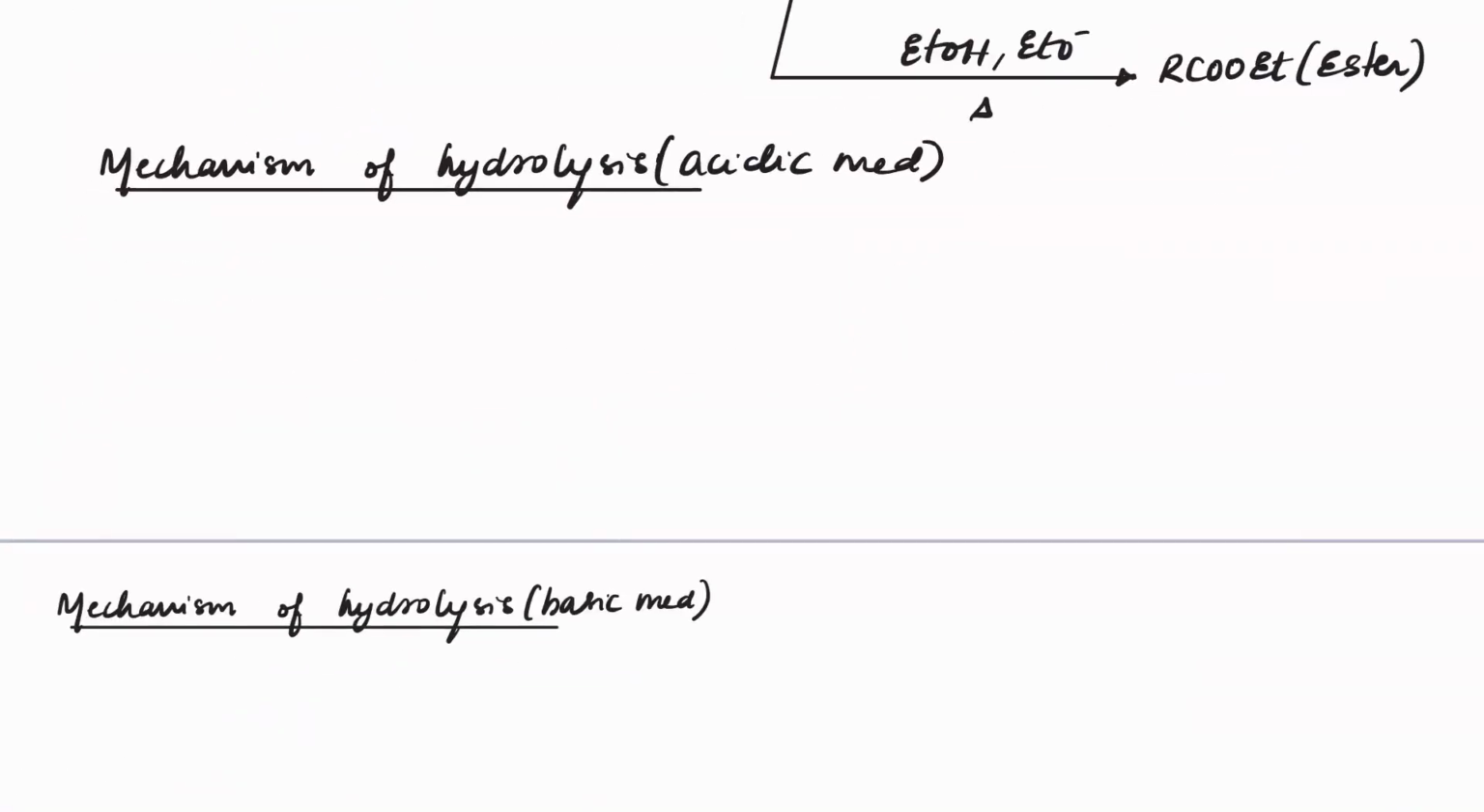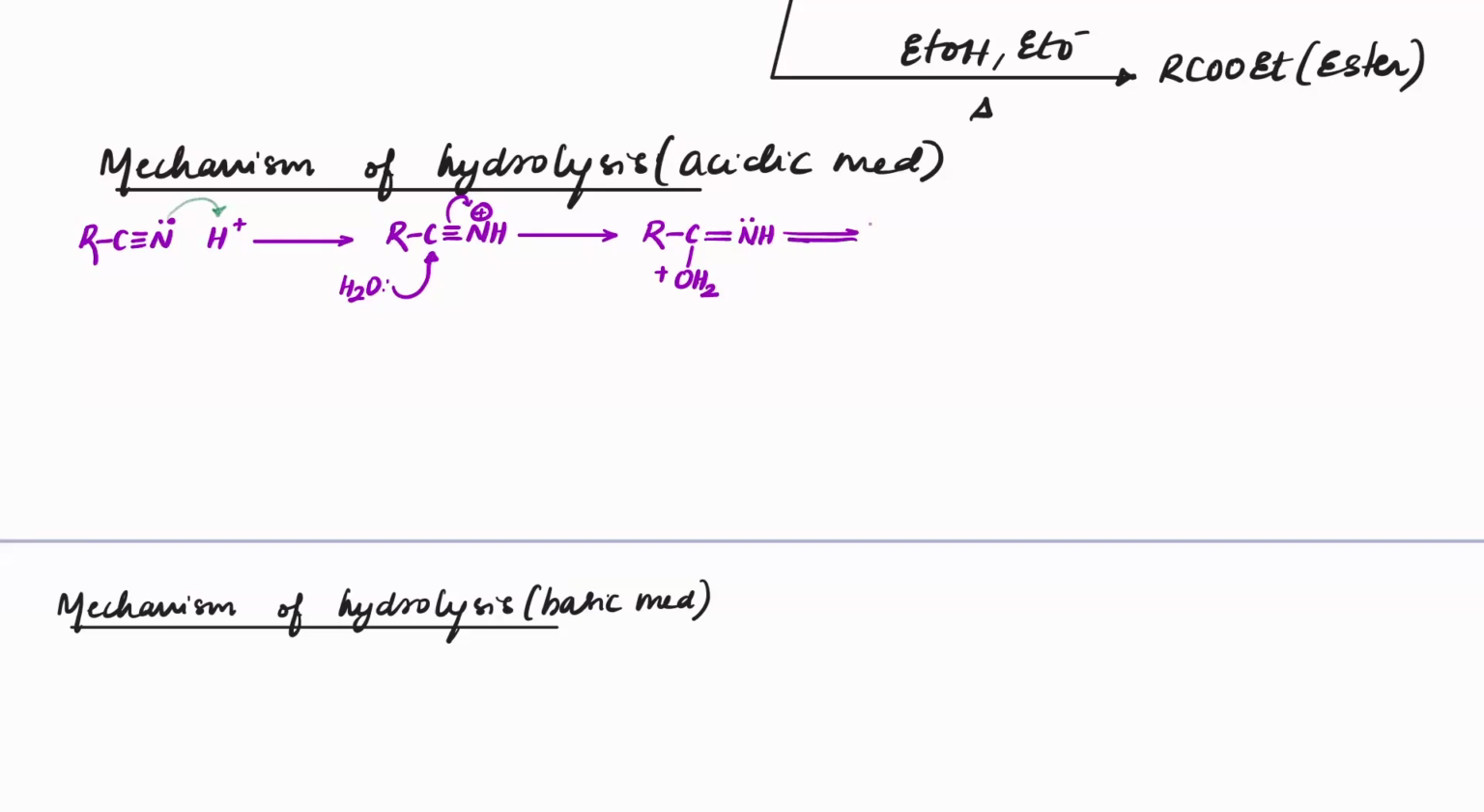First, in acidic medium, RC triple bond N, the lone pair will take H plus, and it will become RC triple bond NH plus. That allows water to attack as a nucleophile on carbon, pushing these electrons towards nitrogen, which makes this RC(OH2 plus) double bond NH. Basically, proton transfer is happening here.